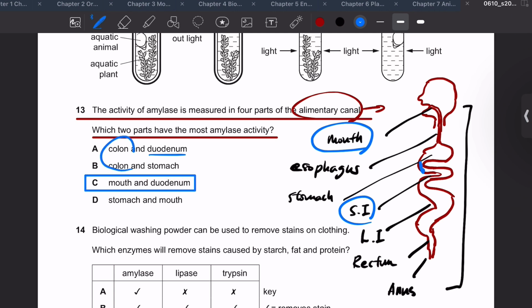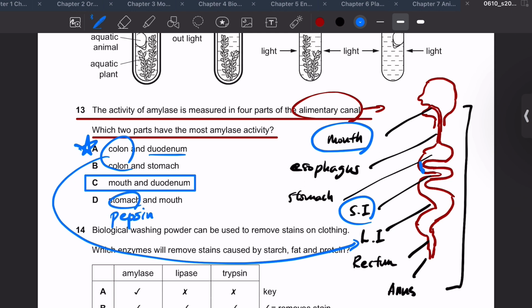The colon is another term to describe the large intestine. To be more precise, it's a part of the large intestine, but in IGCSE, they often use colon to refer to the large intestine. So keep that in mind. My bad. So stomach does not contain amylase. It contains pepsin, which is a protease. That's the enzyme that breaks down the proteins.